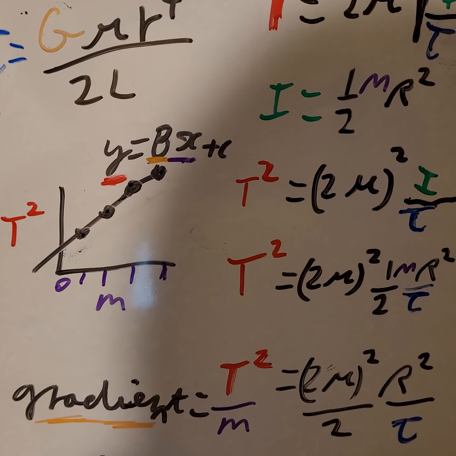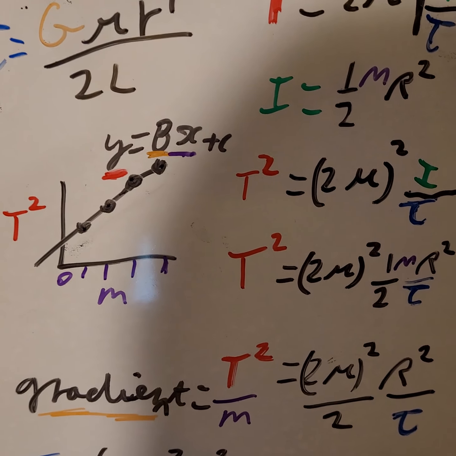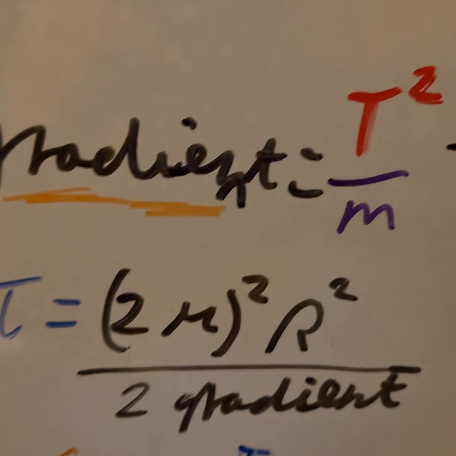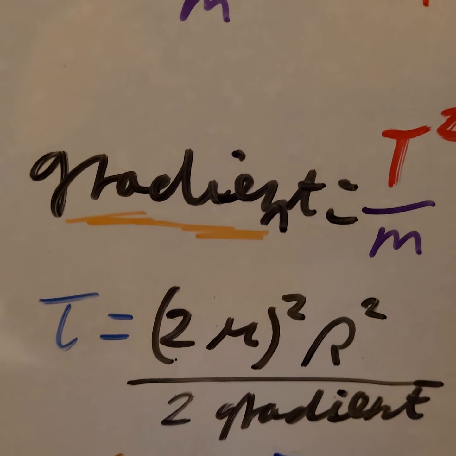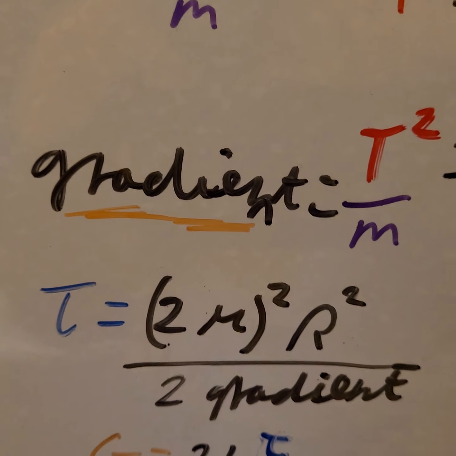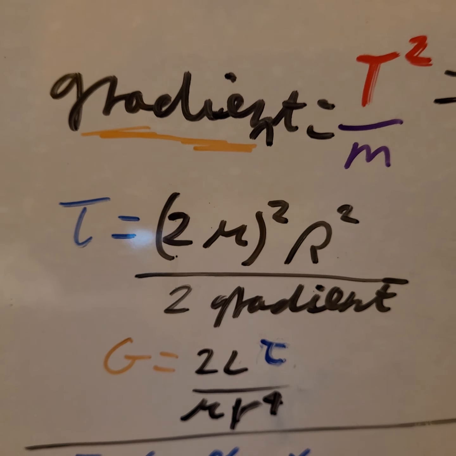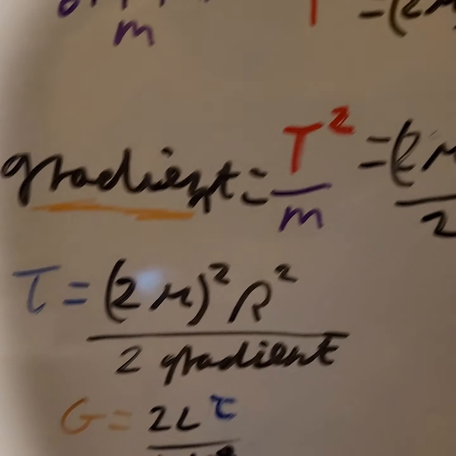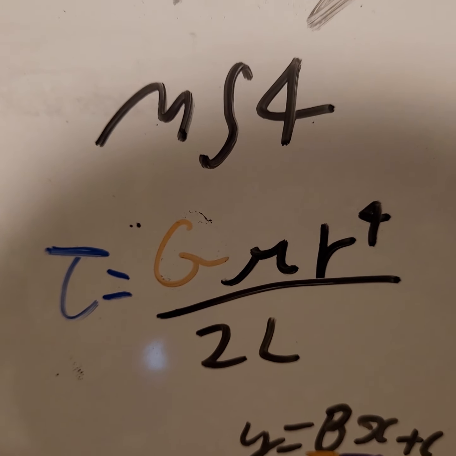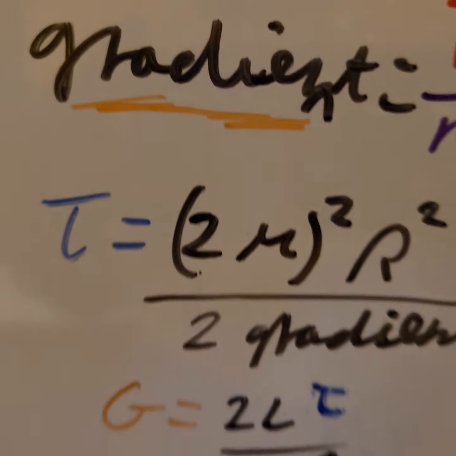The gradient of your line, b, is equal to (2 pi) squared divided by 2 multiplied by r squared over tau. You can rearrange to get tau is equal to this: (2 pi) squared multiplied by r squared, divided by 2 times your gradient. Then you can rearrange to solve for the shear modulus. For tau, we just rearranged this equation. For the shear modulus G, you need to remember that this is another equation we started off with, so you literally just rearrange for G. That's how we've gotten G.